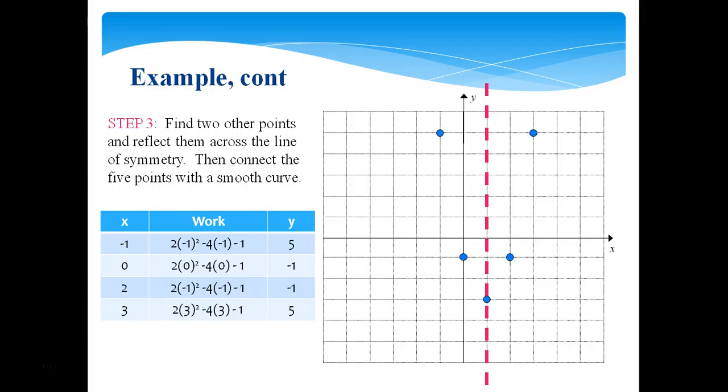If I plug in a 0, I get a negative 1. 2 also leads to a negative 1. 3 leads to a 5. Now that I have all my points along with my vertex, I'm just going to connect it, and there I have my parabola.